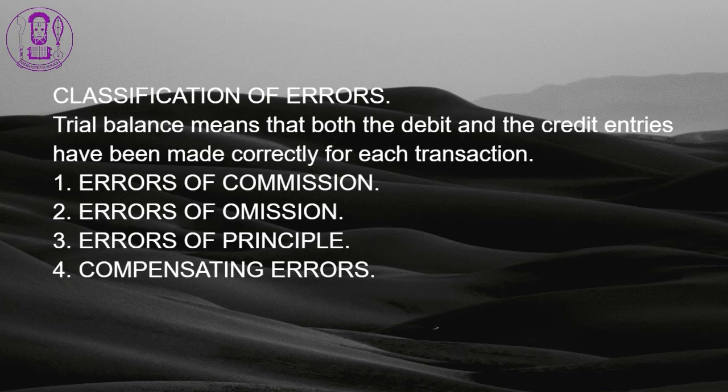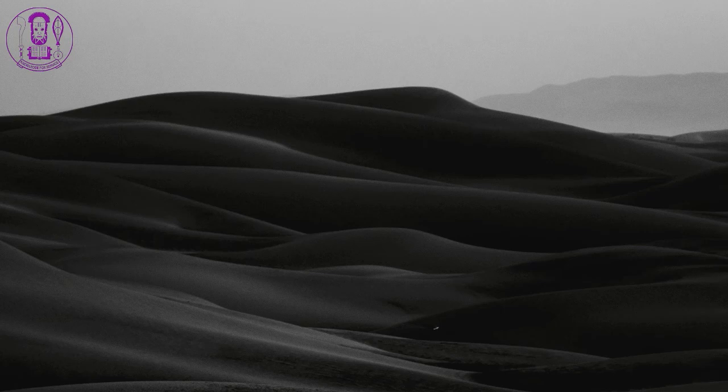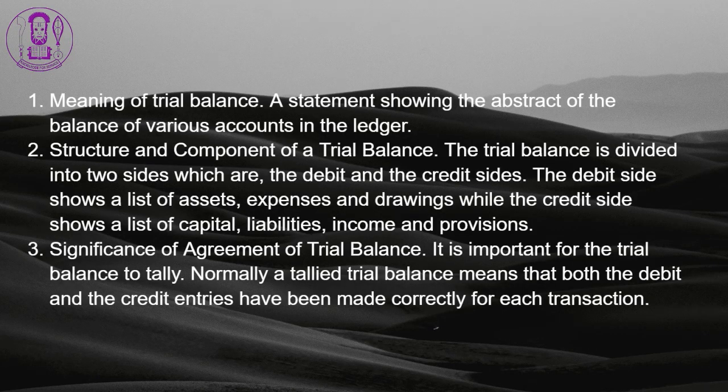Summary of Study Session 1. In this study session, please note the following. 1. Meaning of trial balance. A statement showing the abstract of the balance of various accounts in the ledger. 2. Structure and component of a trial balance. The trial balance is divided into two sides, which are the debit and the credit sides. The debit side shows a list of assets, expenses, and drawings while the credit side shows a list of capital, liabilities, income, and provisions.